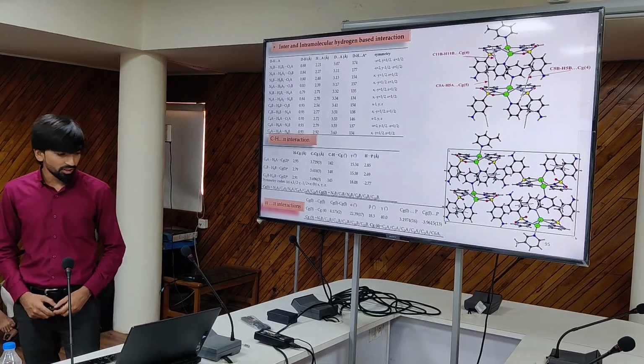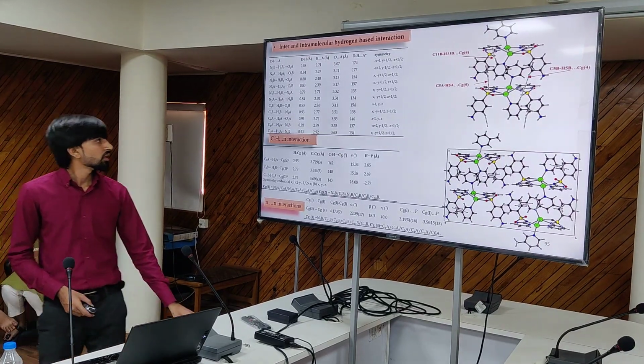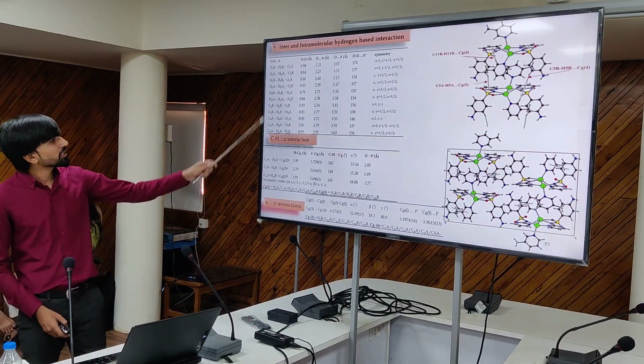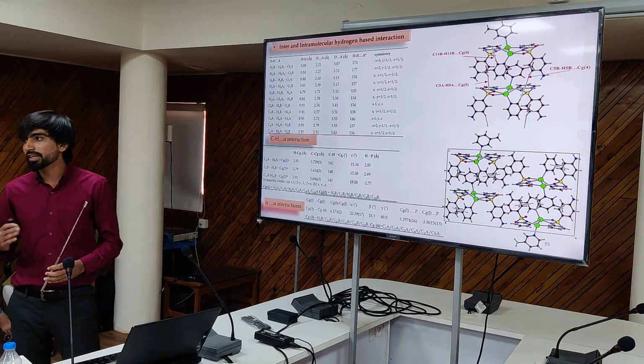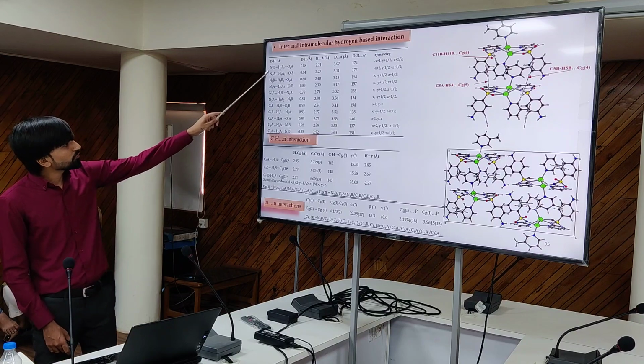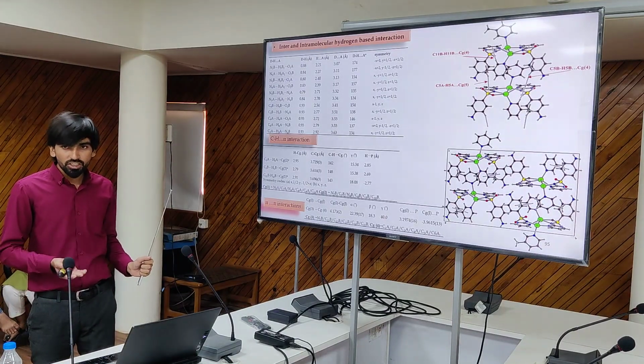The inter and intramolecular interaction. Now, in the previous chapter we saw that the C-H...O interaction played the dominant role, but in the case of the silver complexes of sulfadiazine, here the nitrogen from the NH2 group plays a major role in the molecule stability and molecule packing.